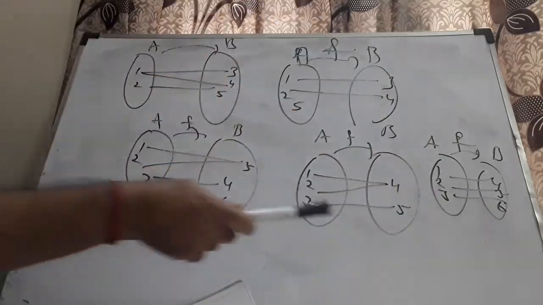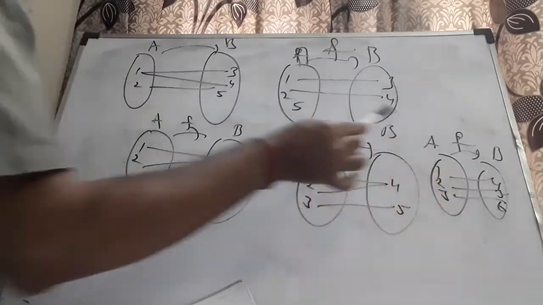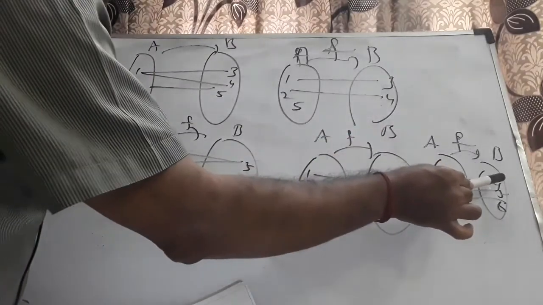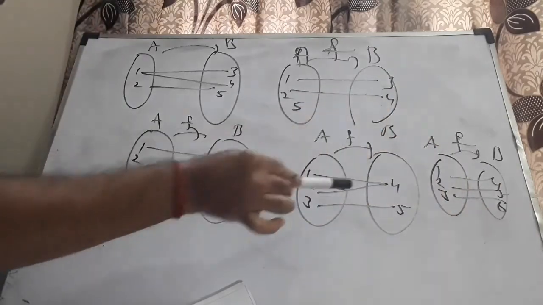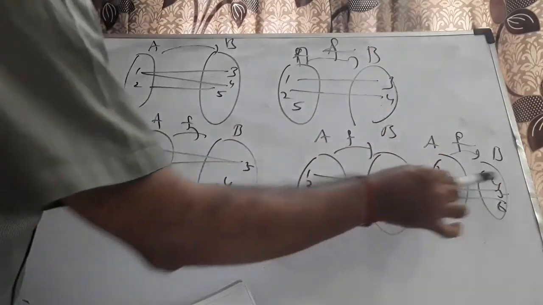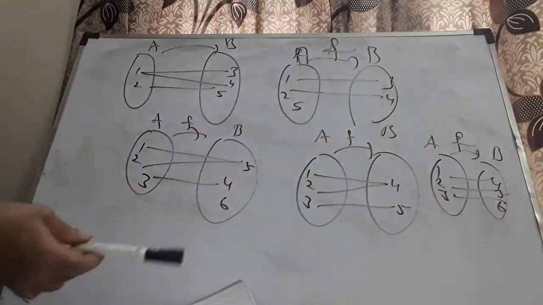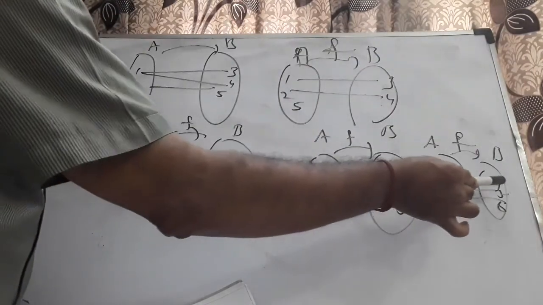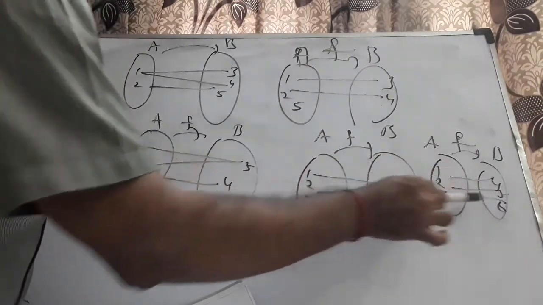Whenever it is a bijection, I'll be able to look at an inverse function. Here, the inverse function will be given as, if you write it as ordered pairs, f is given by (1,4), (2,5), (3,6), whereas the inverse function here is written as (4,1), (5,2), (6,3).